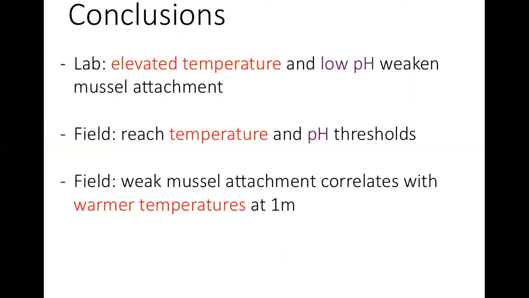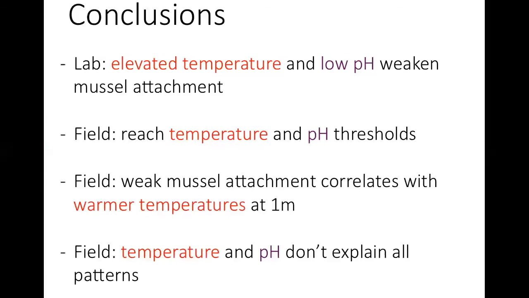So our conclusions so far: in the lab, we've seen that elevated temperature and low pH weaken mussel attachment. In the field, we know we reach the temperature and pH thresholds. Additionally, in the field, we can see that at 1 meter, weak mussel attachment correlates with warmer temperatures. And what we're still trying to understand is that temperature and pH don't explain all the patterns, and so pulling out what other things may be causing these changes.